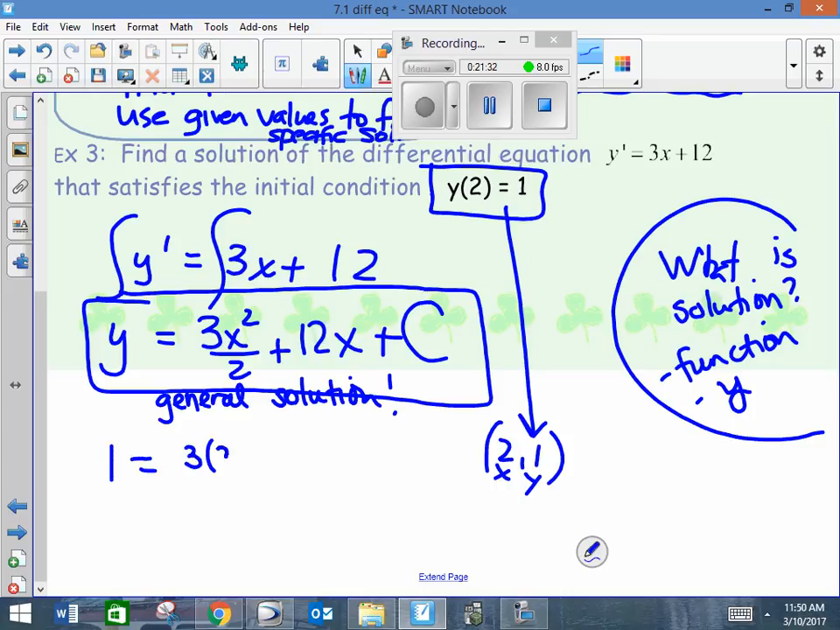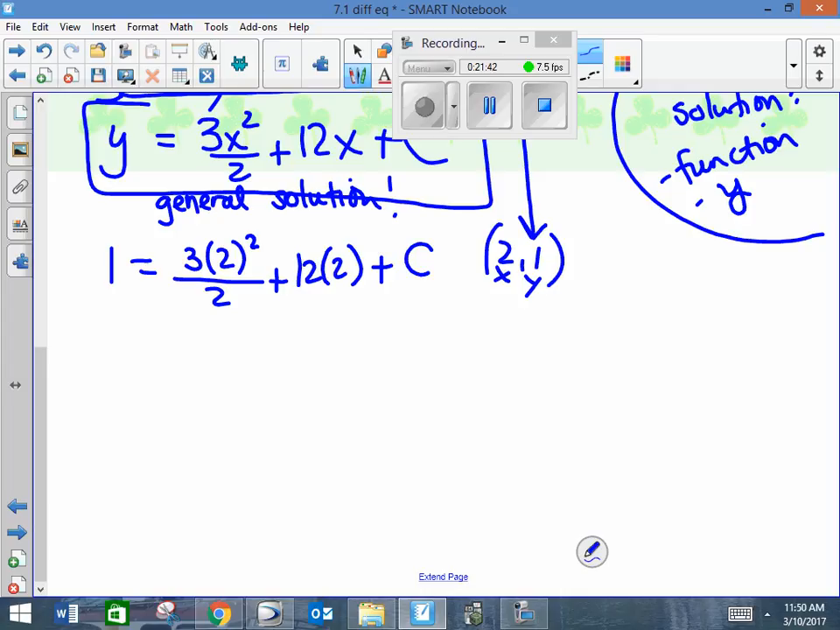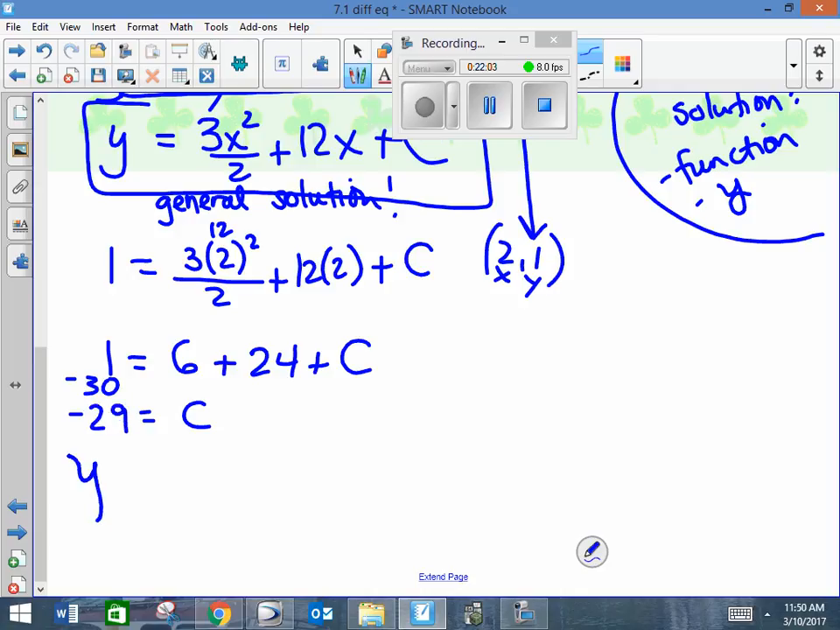And we've done this a little bit, not a bunch, last chapter. 2 plus c. Okay? So 3 times 2 squared is what? Well, 12 over 2 is plus 24 plus c. What's 6 plus 24? So I'm going to subtract 30, so my c is negative 29. So now my specific solution is what?